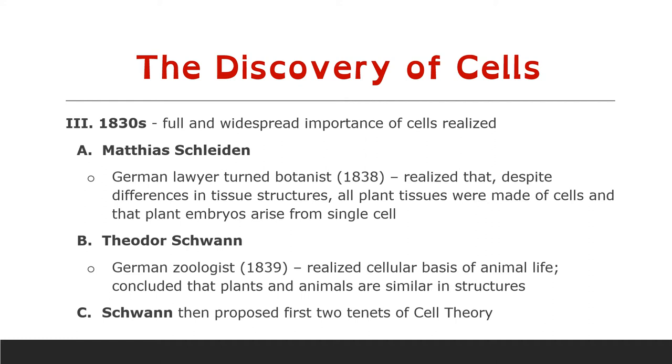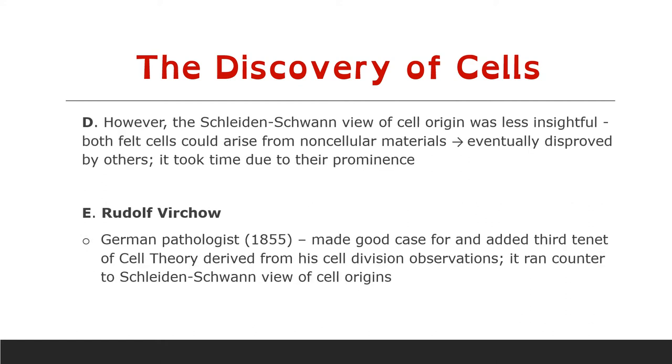On the other hand, Theodor Schwann, a German zoologist, realized the cellular basis of animal life and concluded that plants and animals are similar in structure. Hence, Schwann then proposed the first two tenets of what we now call the cell theory. However, the Schleiden and Schwann view of cell origin was less insightful for some other philosophers and even biologists studying cells. They felt cells could arise from non-cellular materials, which was eventually disproved by others as well.